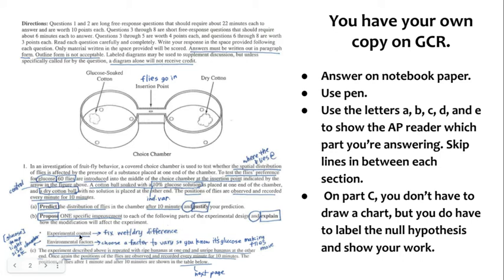So, first, here it says experimental control. The thing that stands out to me is this cotton ball is dry and this one's wet. It could be that the moisture content might affect the fly's preference. We don't know. So we need to fix this.